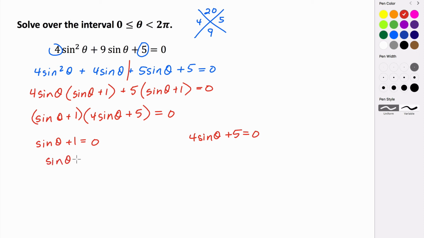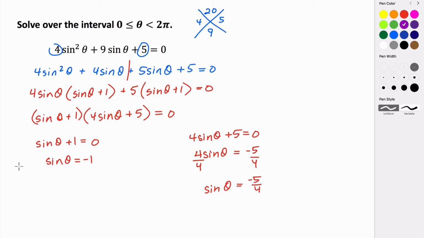So the sine of theta equals -1. And 4 sine of theta equals -5. Divide by 4. Divide by 4. And we have the sine of theta equals -5/4.